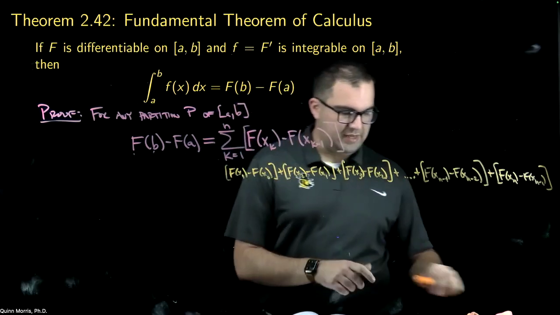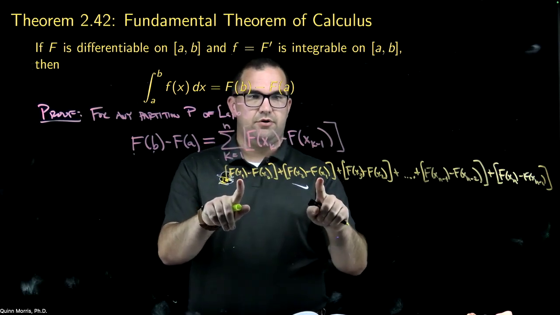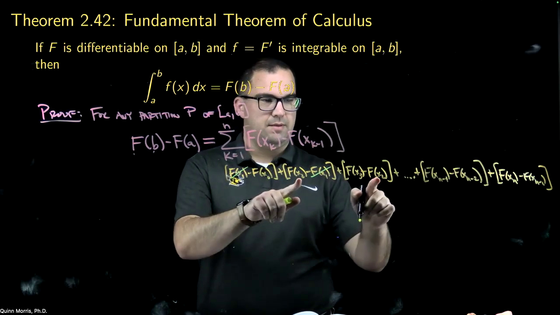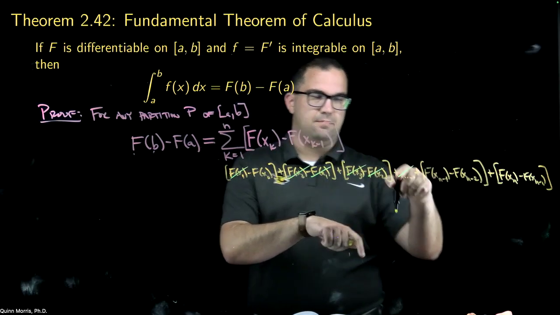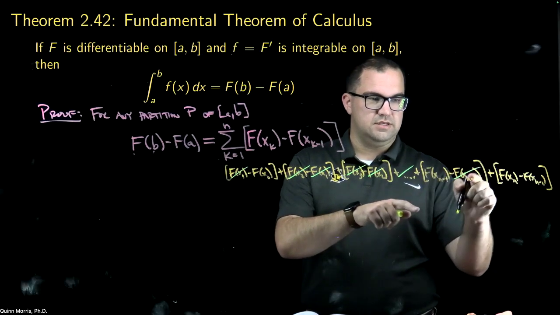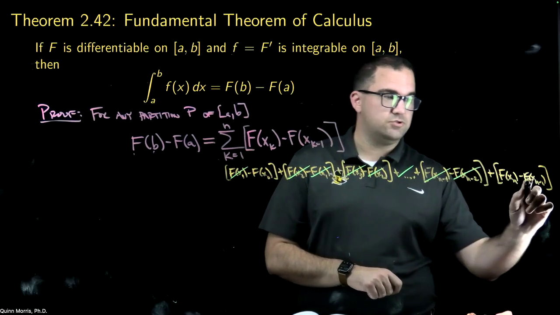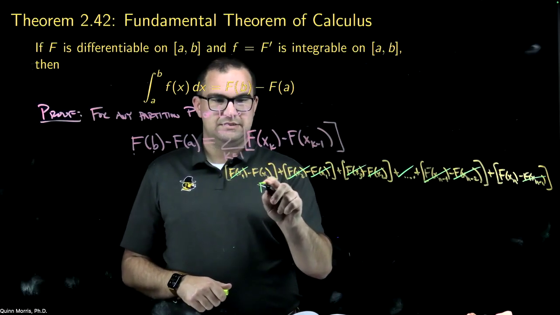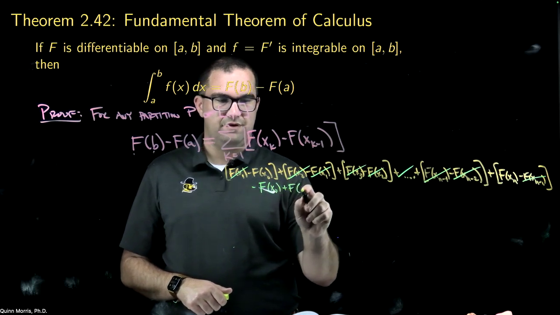Now, it's called telescoping because notice the F(x_1) here, there'll be a minus F(x_1) here, they'll add to 0. F(x_2), there'll be a minus F(x_2) here. They'll add to 0. F(x_3), there'll be a minus F(x_3) in the next term. Everything's going to cancel out. This minus F(x_{n-2}) would have canceled with a term here. This F(x_{n-1}) will cancel with a term here. What you'll be left with at the end of the day is minus F(x_0) plus F(x_n).